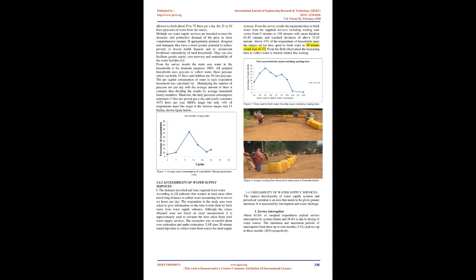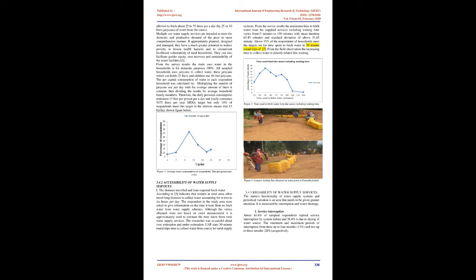From the survey results, the main use of water in the households is for domestic purposes, 100%. All sampled households use jerry cans to collect water. These jerry cans hold 25 liters, and children use 10-liter jerry cans. The per capita consumption of water in each respondent household was calculated by multiplying the number of jerry cans used per day by the average amount of liters each contains, then dividing the result by the average household family members.